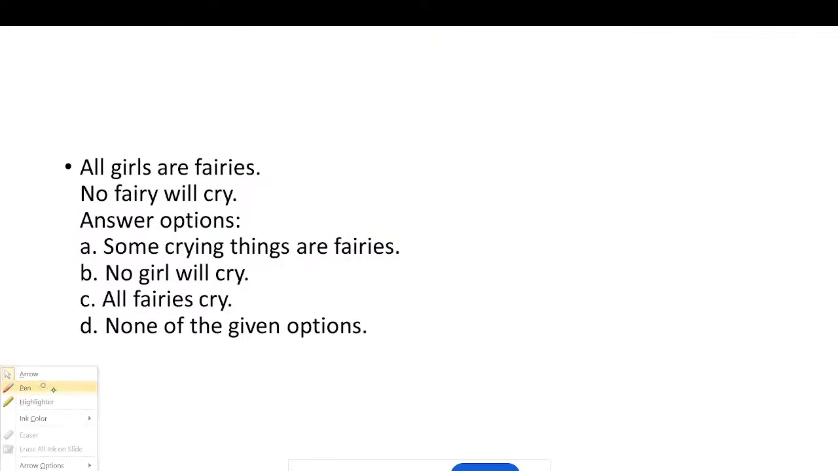Okay, can you comment this one? Comment your answer. Syllogism.